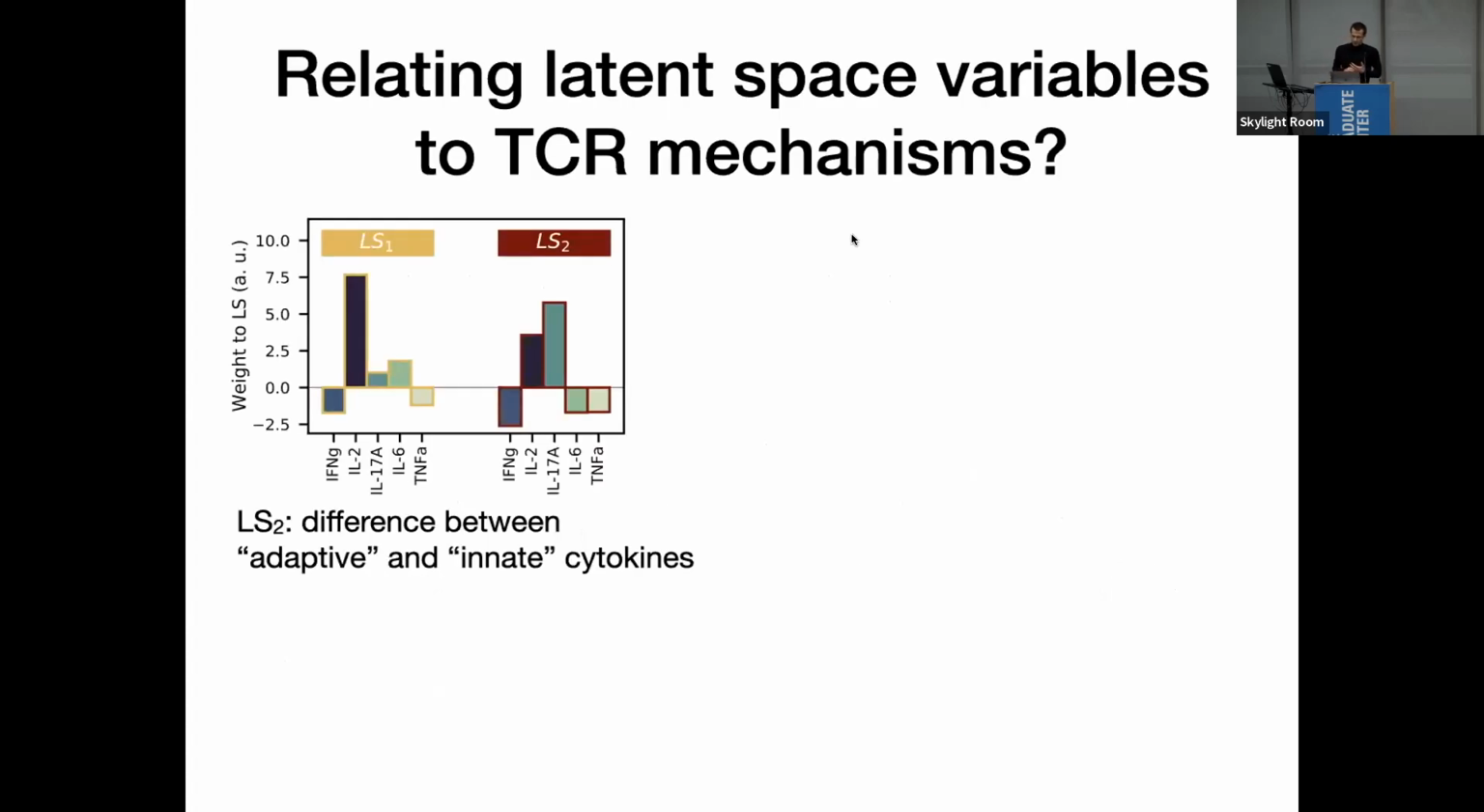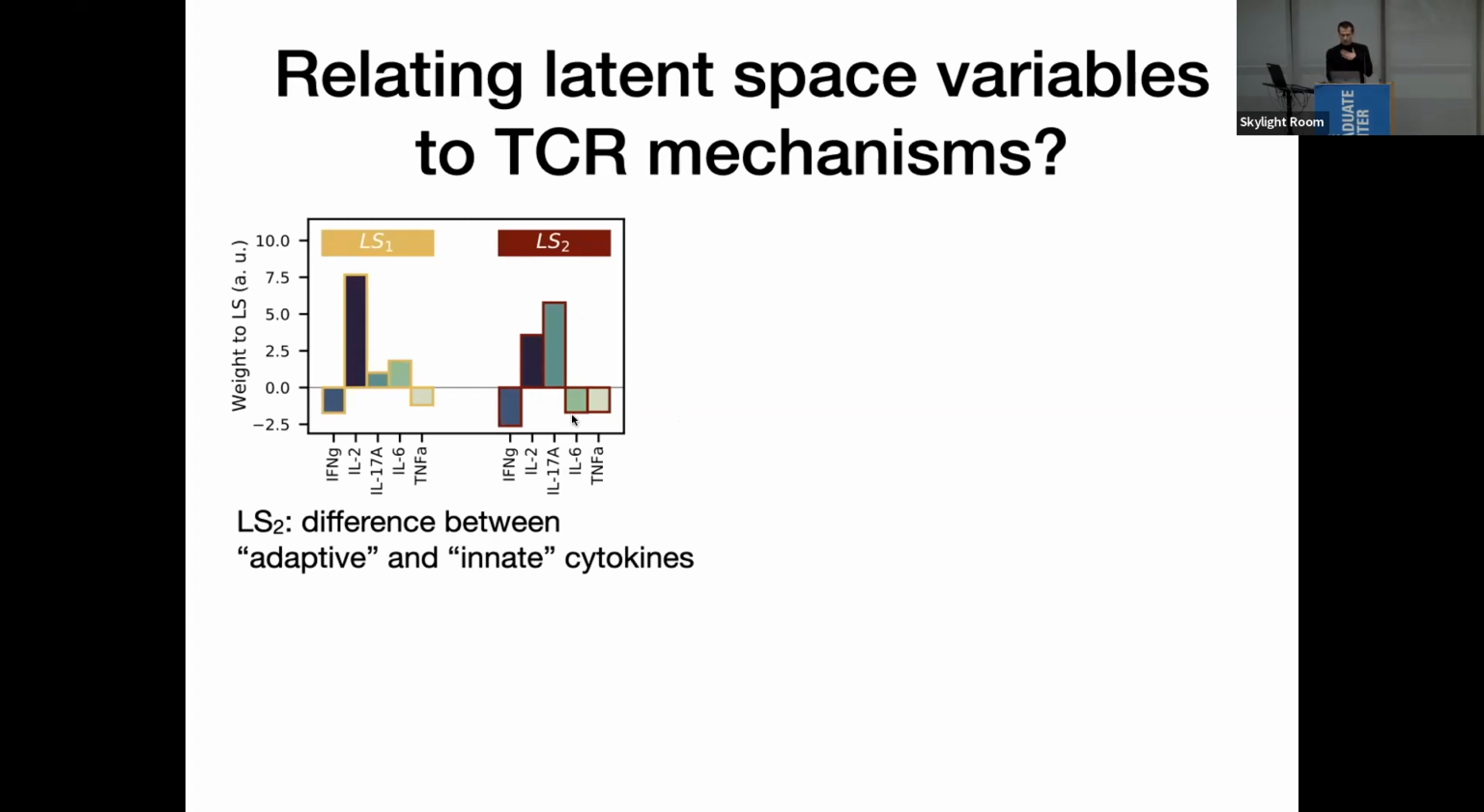We have an interpretation for our latent space variables. First of all, here I'm showing what they actually are. Latent space 1 is basically made up of the cytokine IL-2, and latent space 2, the other axis in our latent space, is a difference between these two cytokines here, which I will describe as adaptive cytokines, because you're not all immunologists, so I can make that approximation. And the other three cytokines, which are subtracted, are more like innate cytokines produced by all kinds of immune cells.